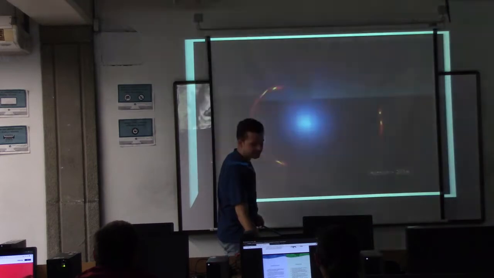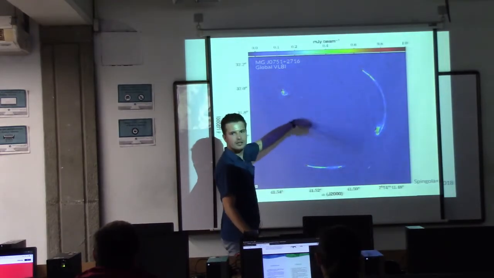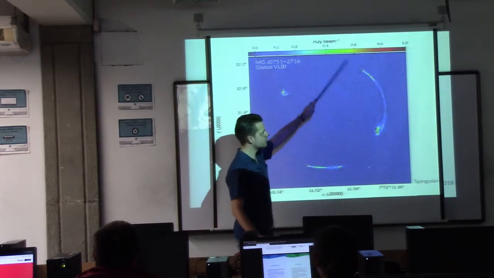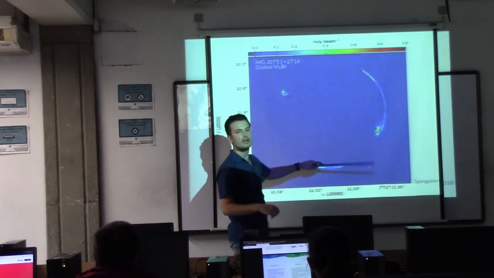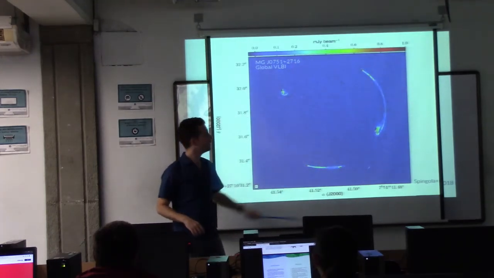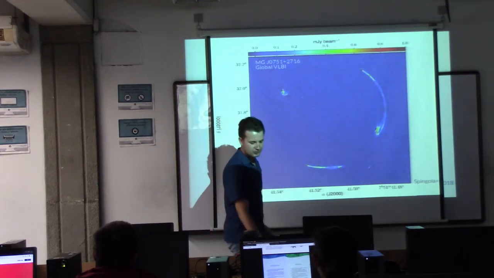The problem with global VLBI is finding enough radio arcs that you can still observe with VLBI, because it needs very bright sources. If the SKA goes underway, we will find these very efficiently, as we saw yesterday.